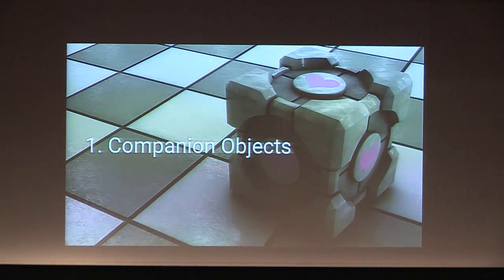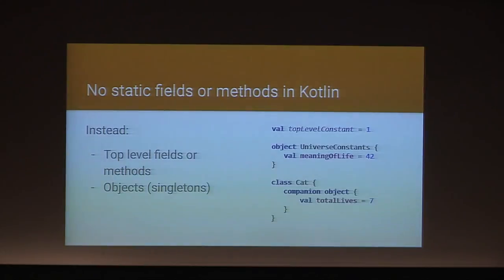Now, let's deep dive into the Kotlin features. So we'll start with the companion object. As you know, in Kotlin, there are no static fields or methods. Instead, we can use top-level fields like I just showed, or we can use objects. There are two kinds of objects, the regular objects and the companion objects. And objects are actually singletons.